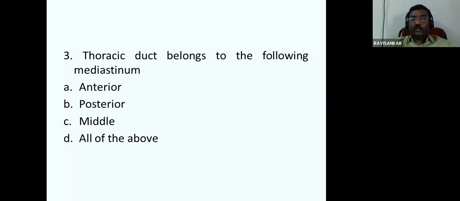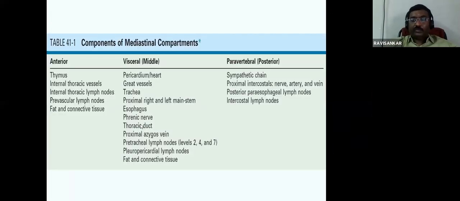So, the thoracic duct belongs to which mediastinum? As I told you, the thoracic duct belongs to the medial mediastinum, the visceral compartment according to the ITMIG classification. You don't have to remember the visceral part. You remember the anterior part, where the prevascular lymph nodes, internal thoracic lymph nodes, internal thoracic vessels, and thymus are part of it. Whereas in the paravertebral compartment, remember this one, the sympathetic chain.